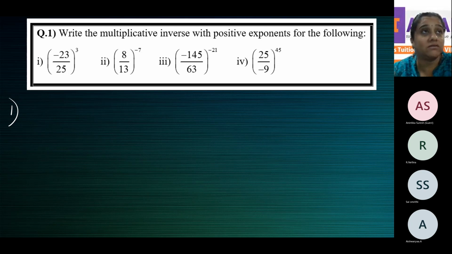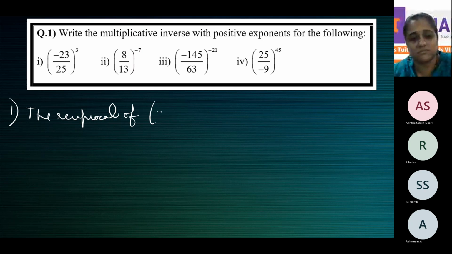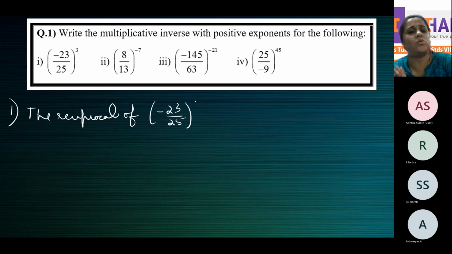25 by minus 23. We have to write the question and answer. No, don't write anything now, please. Just scribble in your book. Don't write the question. Just write the answer in your book and you can read it out from there. Okay.